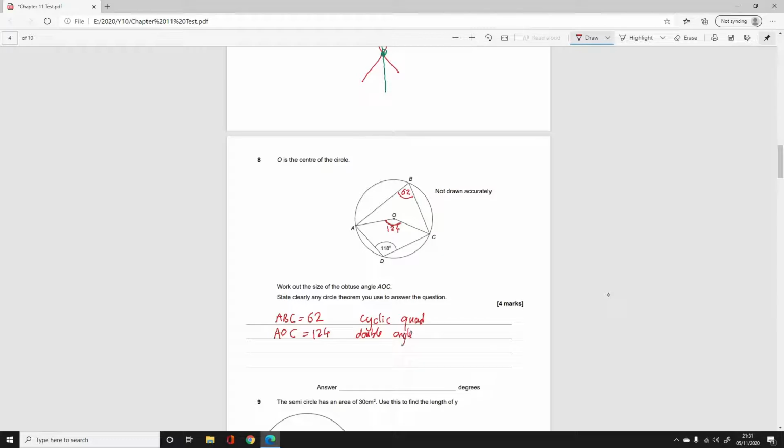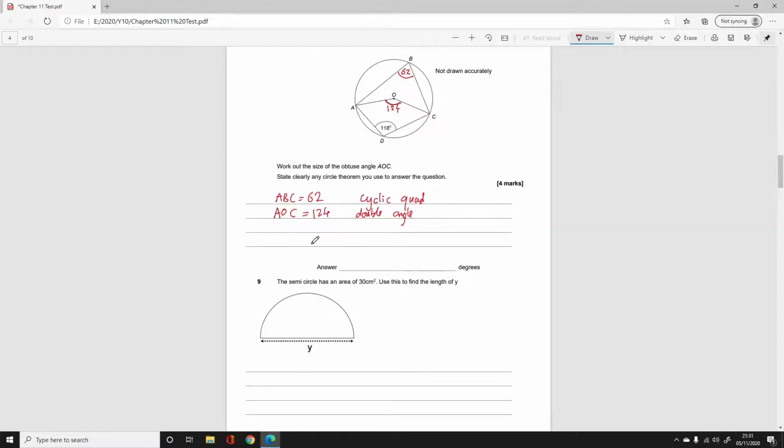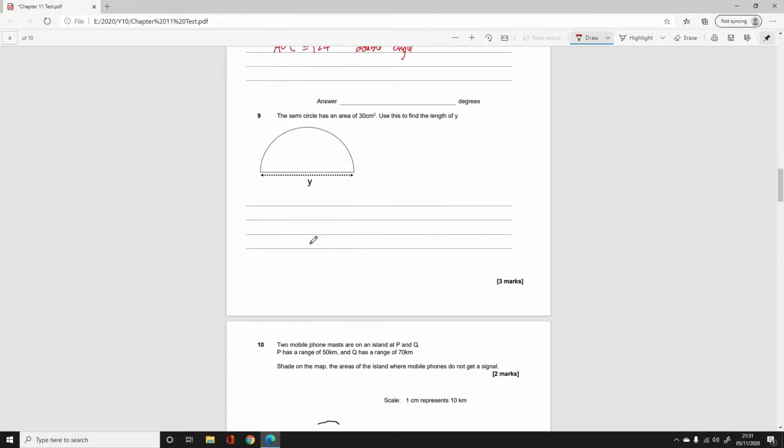So in other words, 62 times 2 is going to give me 124 because the angle at the circumference is half the angle at the centre. So 124, that's done, and that's the least you'd have to write, I think, to get it.